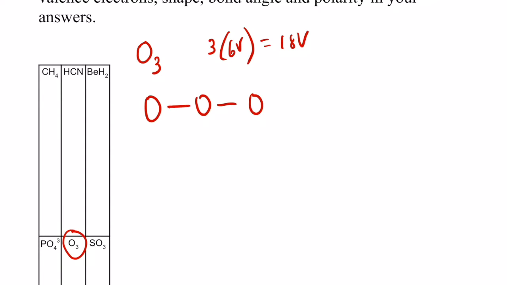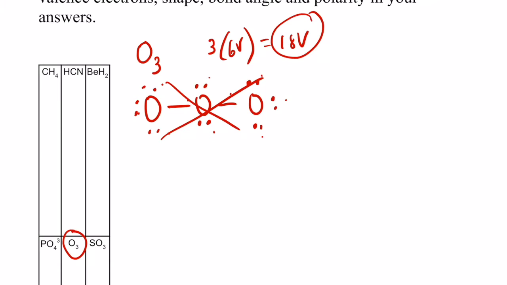We'll try 1 pair between them, and we'll give this oxygen a full octet by putting 2 more pairs around it. And this oxygen, we're going to add 3 more pairs to give it a full octet, and the same thing with this one over here. So let's see what we've used. 2, 4, 6, 8, 10, 12, 14, 16, 18, 20. Huh, we're only allowed 18, so that ain't going to work, is it? So let's try another one.